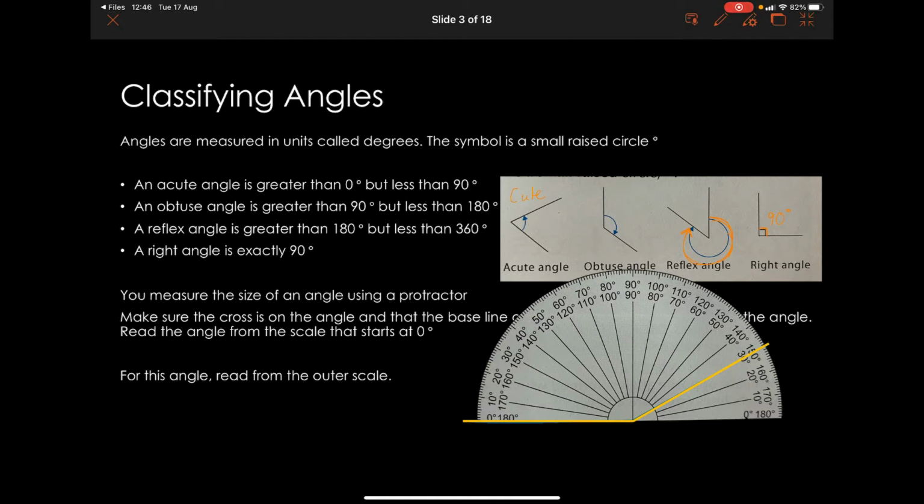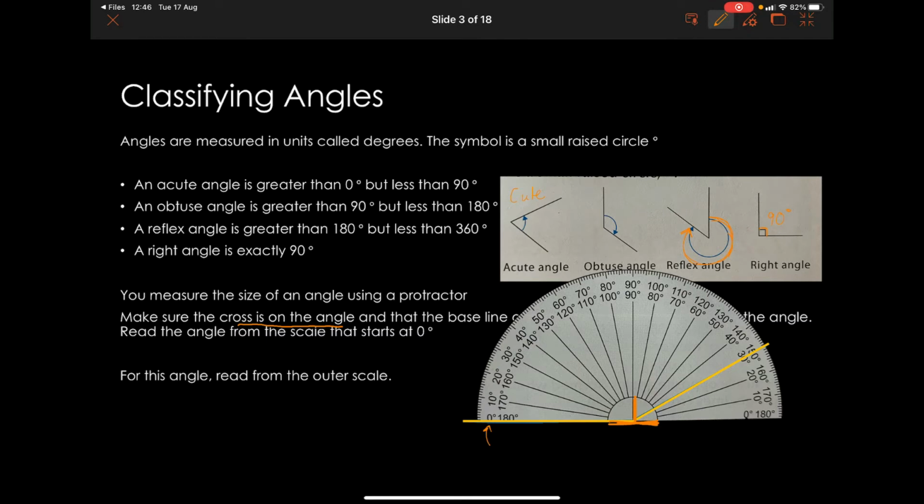Can you see where it says make sure the cross is on the angle? The cross is here, look, right on the angle. The cross of the protractor is just there. It's right on that point where I said we're going to measure. And the protractor itself, the 0 part, is starting from the flat line. Can you see that? So the 0 part is here.